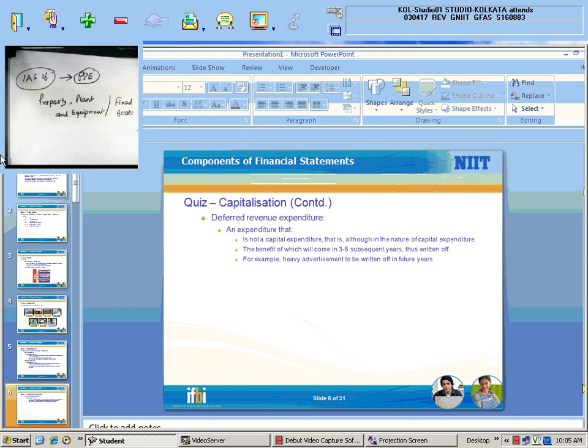Okay, we'll have more discussion on the revenue expenditure. Revenue expenditure is the one thing whose benefit is available only in the current year. That is the main thing. So we'll have a short break at this point of time and we'll continue on this. Okay?